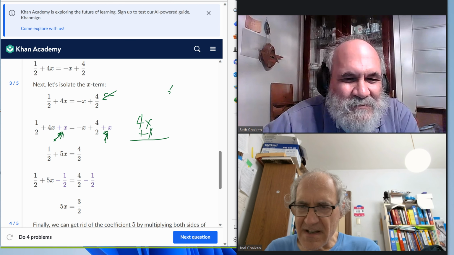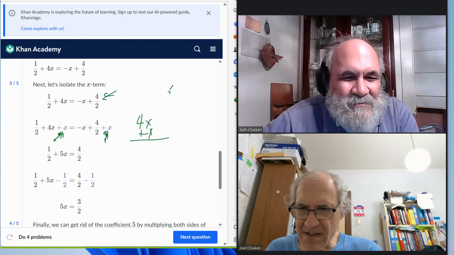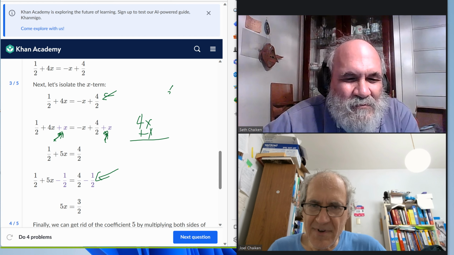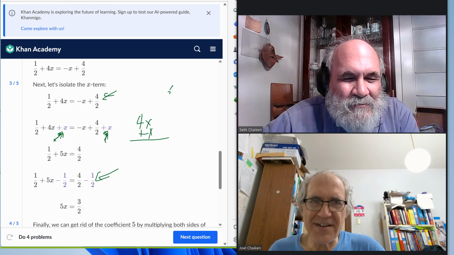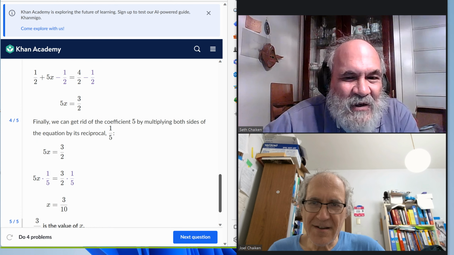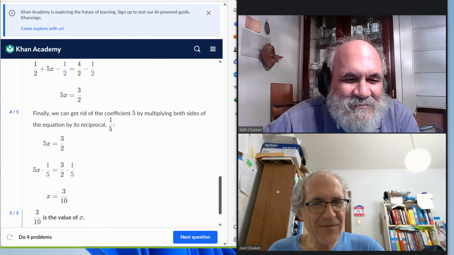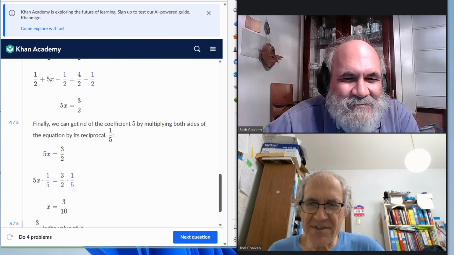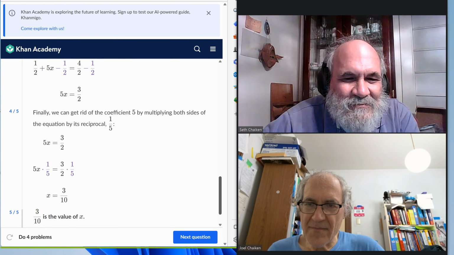So now you do this. Now this is so strange, right? They're showing more steps than they used to. So now, okay, finally we get rid of... Look at that. Look at their casual way of talking. Get rid of. That's not very mathematical, is it, Seth? No. First, we can get rid of coefficient 5 by multiplying both sides of the equation by its reciprocal. Okay, whatever.